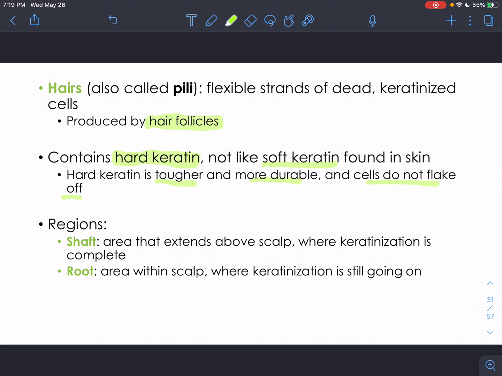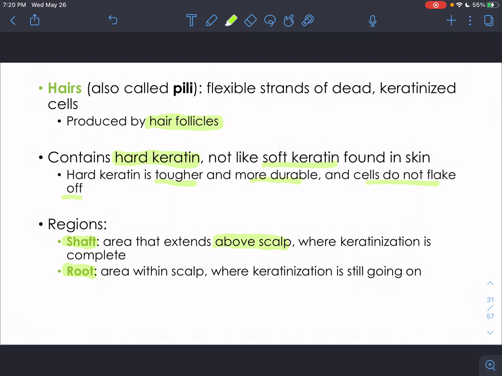There's two regions of your hair. You have the hair shaft, which is the area above the scalp. In that area, the keratinization of your cells is complete. And then underneath your scalp is the root. So that's the part of the hair that you wouldn't be able to see. And keratinization is still going on down there.